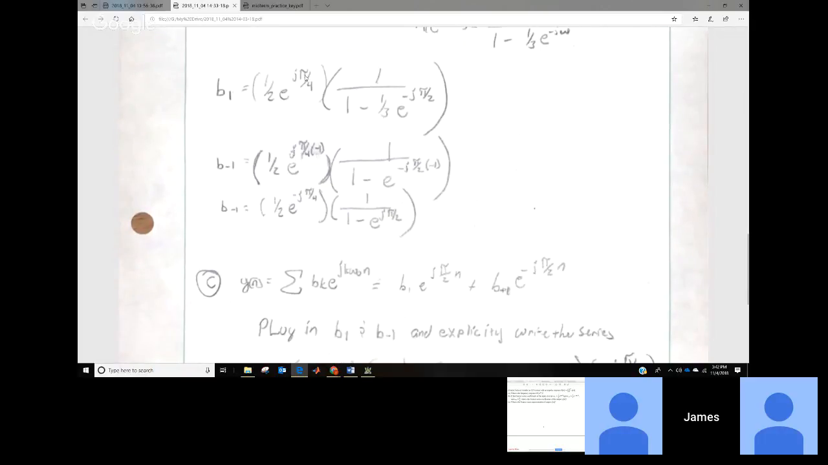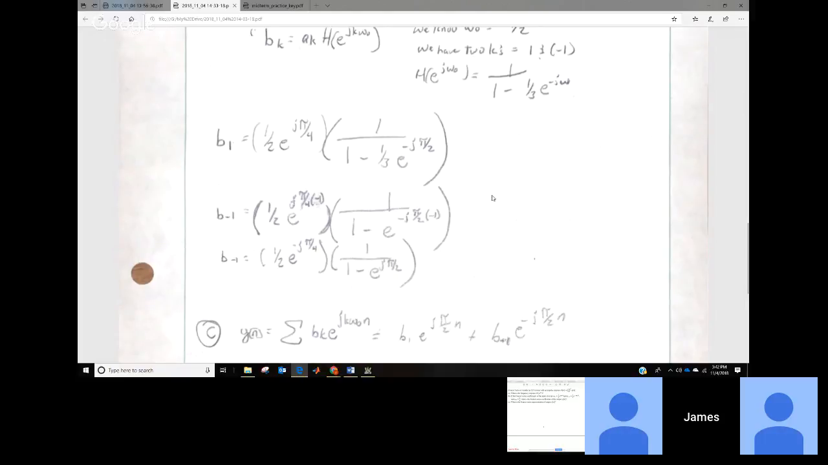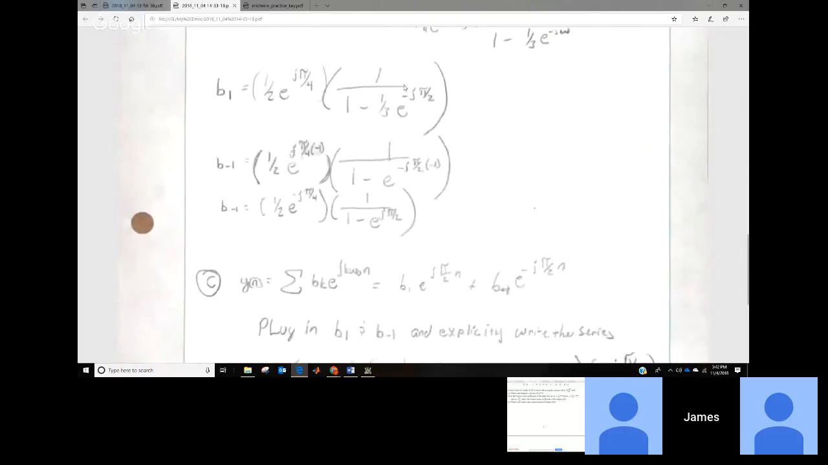But we know the coefficient here. This is just a of k, which is a of 1, times our h of e to the jw evaluated at an omega of pi divided by 2 and a k of 1. And this is our h of e to the jw evaluated at a k of negative 1 and omega of pi divided by 2. So that's where those come from.